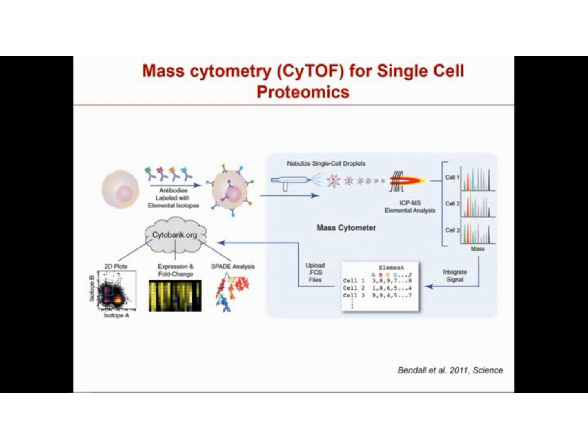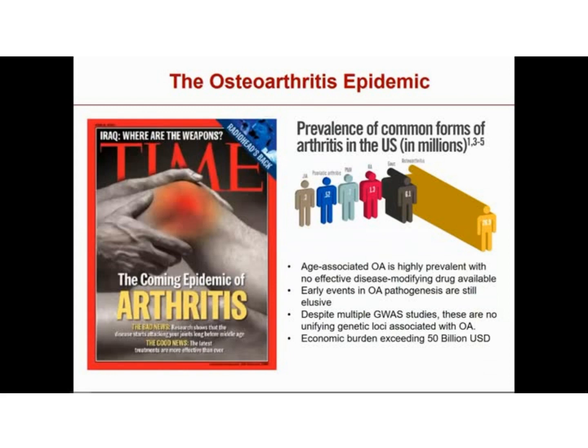Essentially, the cells are stained with antibodies labeled with these elemental isotopes, as I just said, and then passed through a nebulizer, which converts them into single-cell droplets. Then these cells are passed through an inductively coupled plasma, which is at a very high temperature, so that the cells are vaporized and all the molecular bonds are broken. Each single cell is converted into a cloud of elemental ions, which can then be quantified by the mass spectrometer.